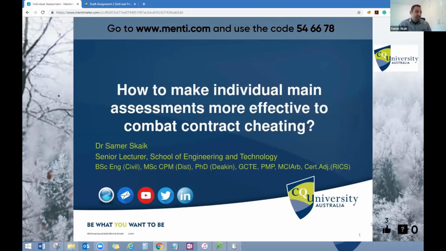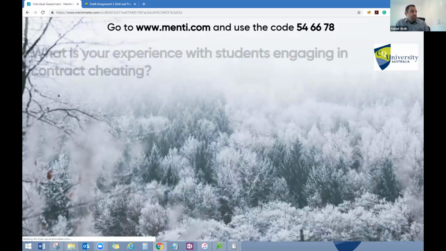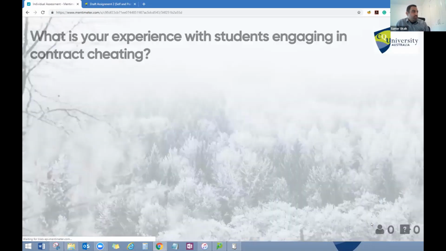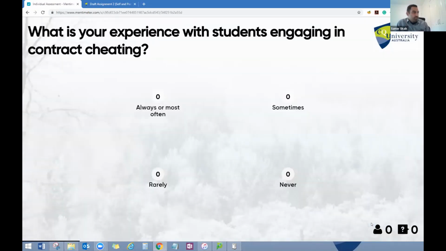We can get a couple more, and this is the first question. Again, the code is 546678. So what's your experience with students engaging in contract cheating as an educator? Is it always or most often the case in your units, or sometimes, rarely, or never?